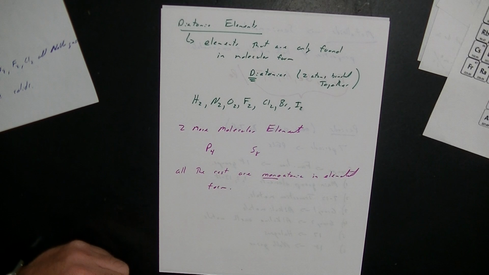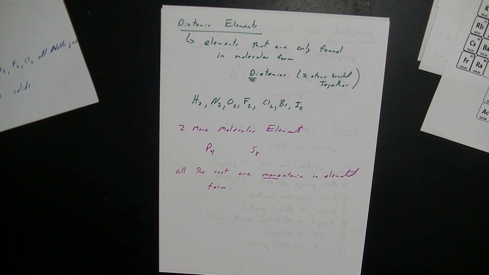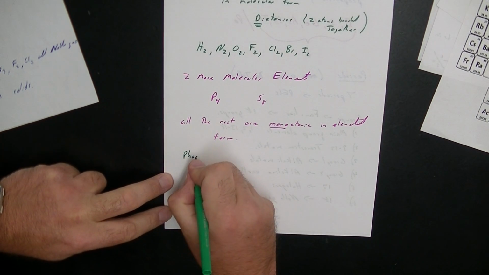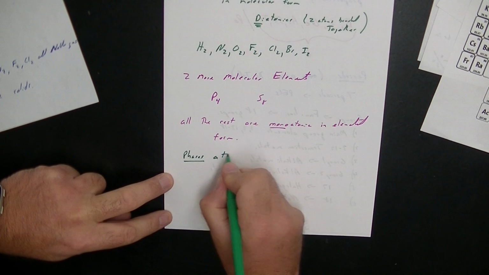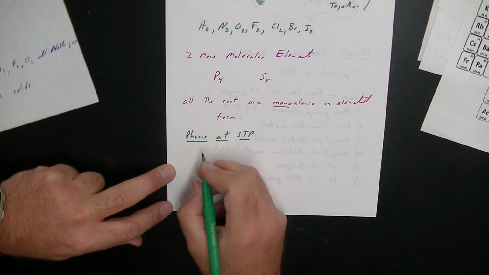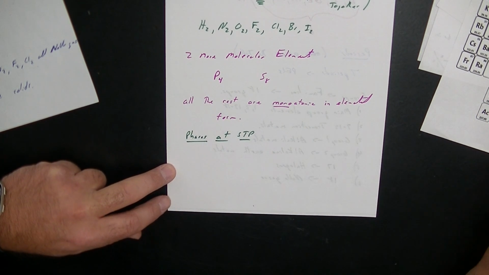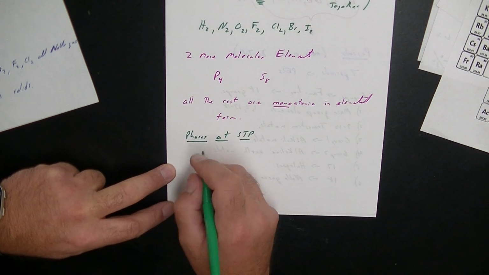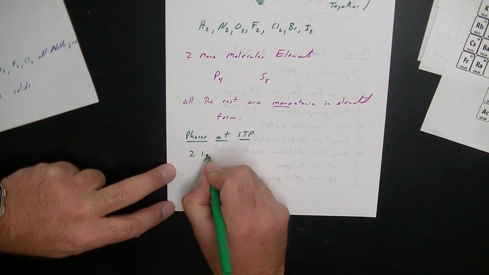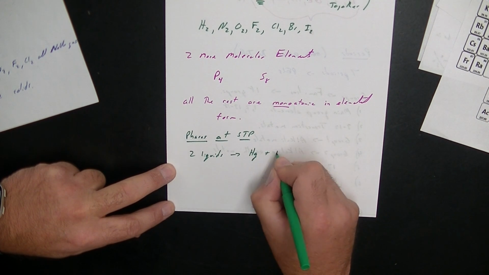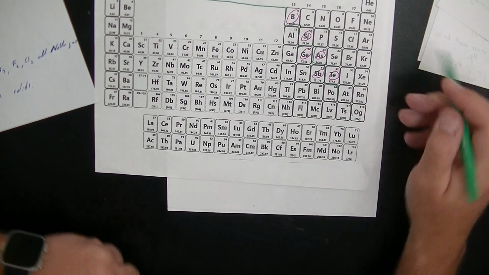Let's see, what else should we know? Oh, phases. Phases of the elements. And this is at STP, standard temperature and pressure. Most of them are solids, but you need to know which ones are not. So there are two liquids, mercury and bromine. So mercury and bromine are two liquids. Here's mercury and here's bromine.